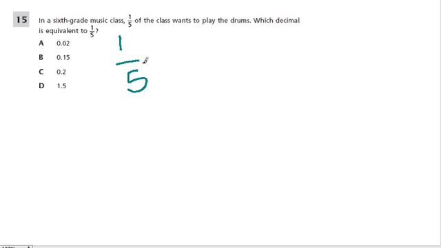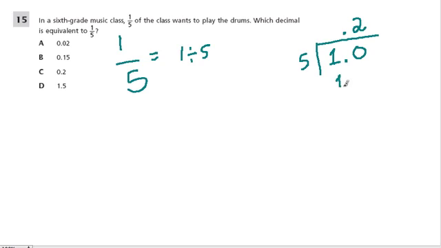Well, if you're really stuck, this means 1 divided by 5, so we can do the long division, right? How many times does 5 go into 1? Well, it doesn't, so we can write 1 as 1.0 and ask how many times does 5 go into 10? Well, the answer is twice, so 0.2, because we're dealing with place values below the decimal point. So 5 times 2 is 10. We subtract to find if there's any remainder, and there isn't. So the answer would be 0.2, C.